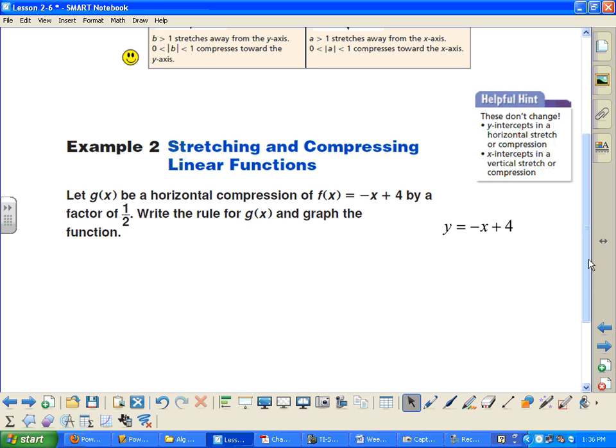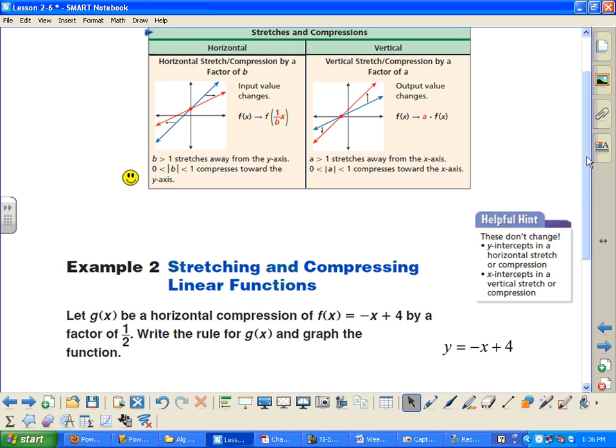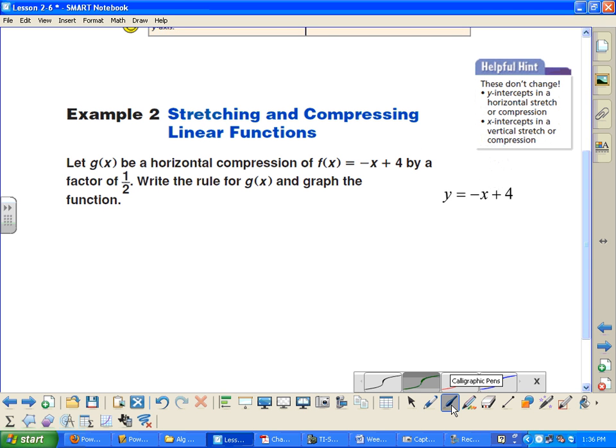So we're going to let g of x be a horizontal compression of the function negative x plus 4 by a factor of 1/2. So we're going to write the rule for g of x and graph the function. Okay. So first of all, are we talking about A or are we talking about B here? Is this horizontal or vertical, they're telling us? It's horizontal, okay? So that means we're using the value of B. So B equals 1/2.